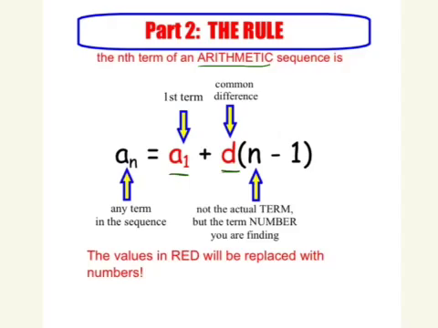And so here, you may want to jot this down in your notes, pause the video, but the terms in red are what we're going to replace. Everything else stays put, because remember, a rule has an n in it, and it starts out with an, which means the nth term, or whatever term we want to find, is equal to some numbers, and then there's always an n in the rule.